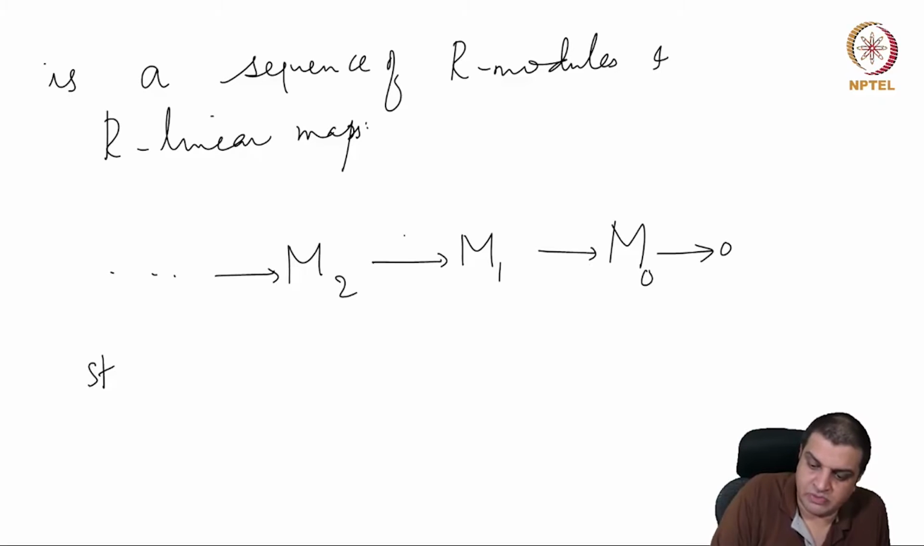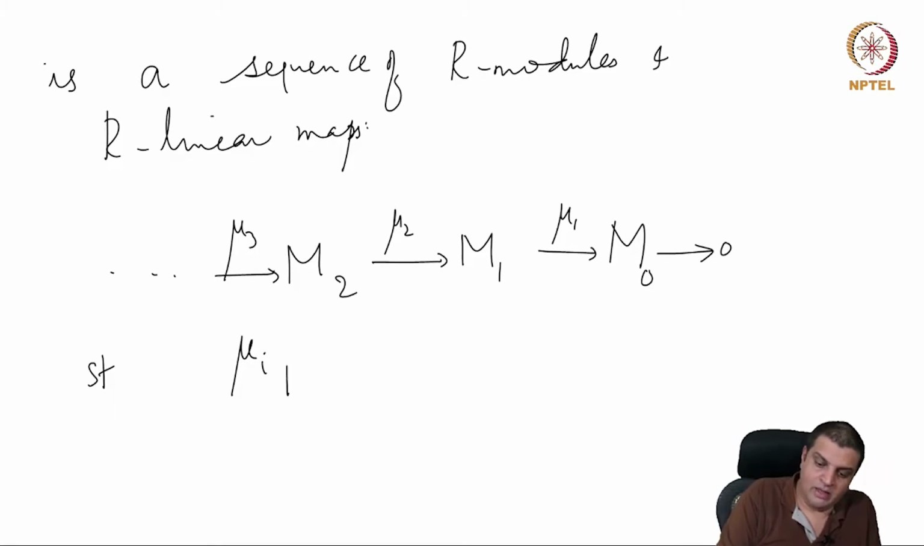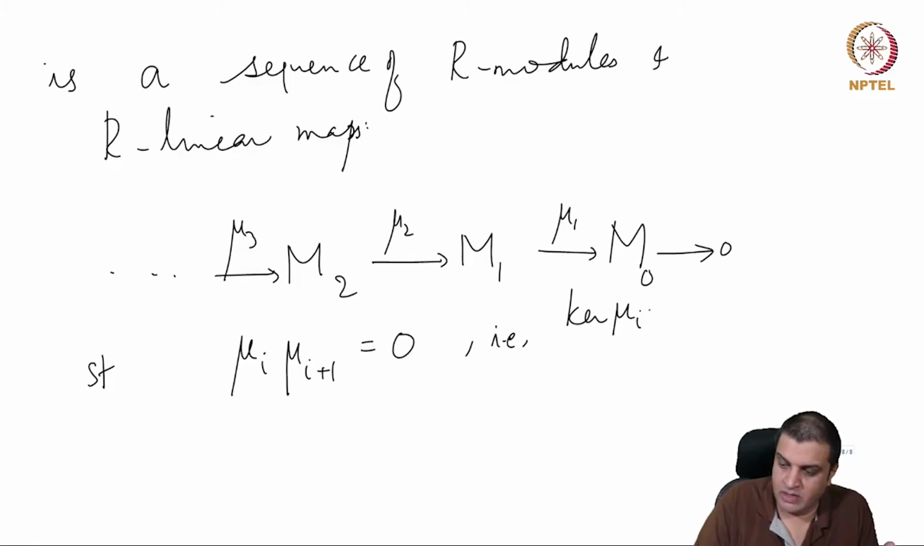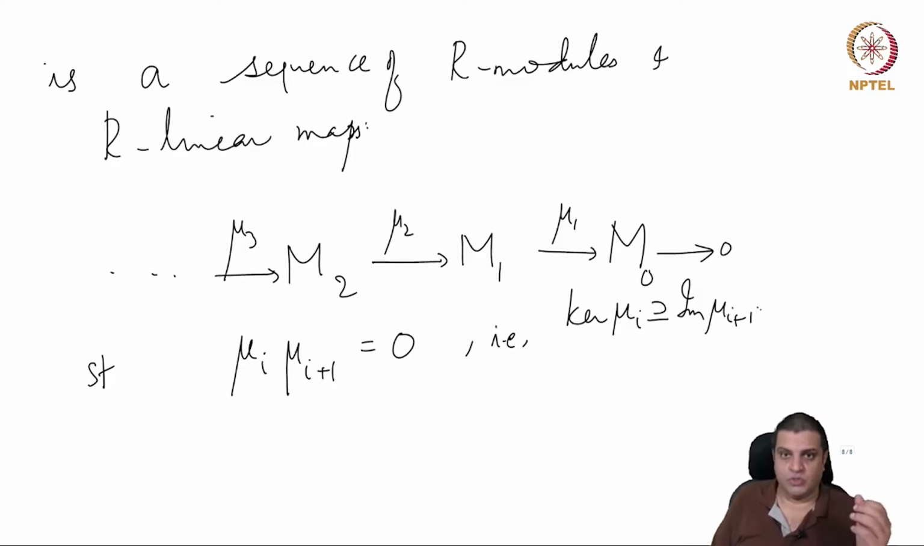Let's call these maps mu2 going from M2 to M1, mu1 going from M1 to M0, and so on, so mu3 here, such that mu I composed with mu I plus 1 is 0. That is, the kernel of mu I contains the image of mu I plus 1. Notice this is how the composition will work: we apply mu I plus 1 first and then mu I. This is a composite map from M I plus 1 to M I minus 1. So this is what is called a complex.